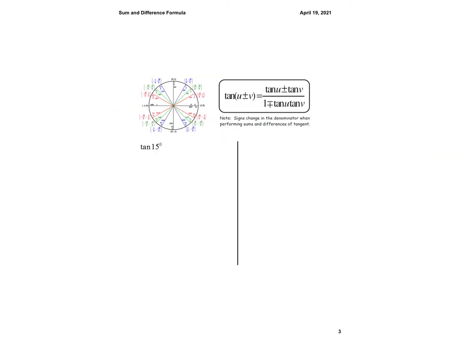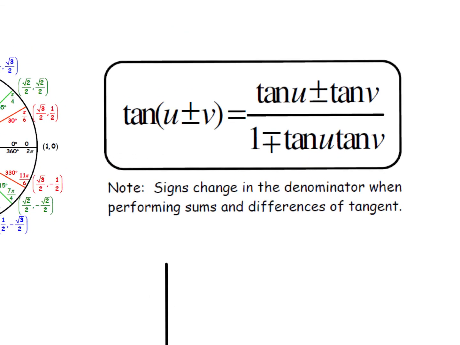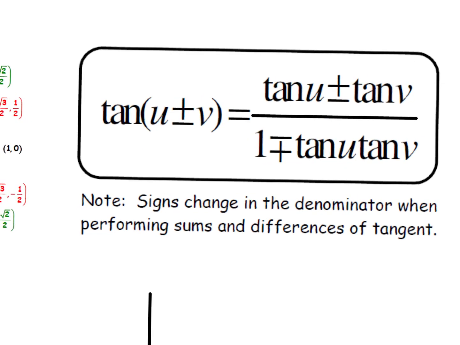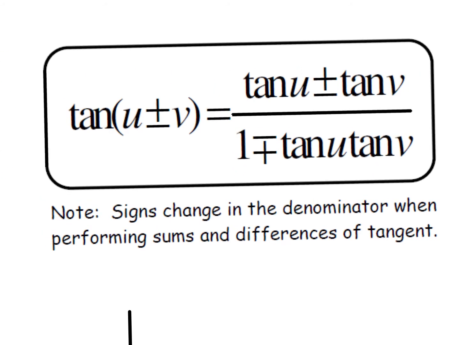Now this last one, tangent, different equation. We're going to have to do a little bit more work on this, but it's mostly going to be algebra. So, for our sum or difference for tangents, we're still going to break things up into our components of u and v. But now, because tangent is essentially y over x, we're going to have numerators and denominators being involved as well.